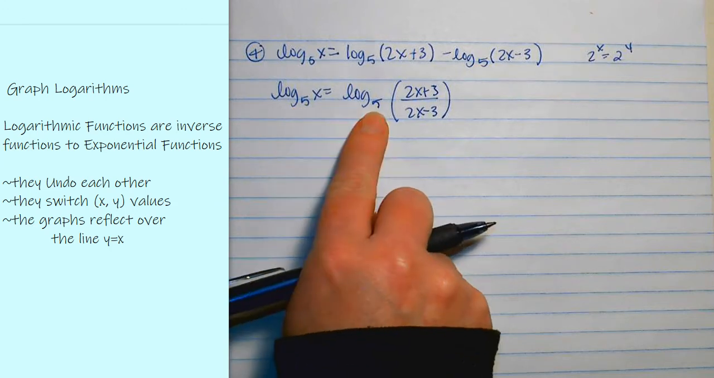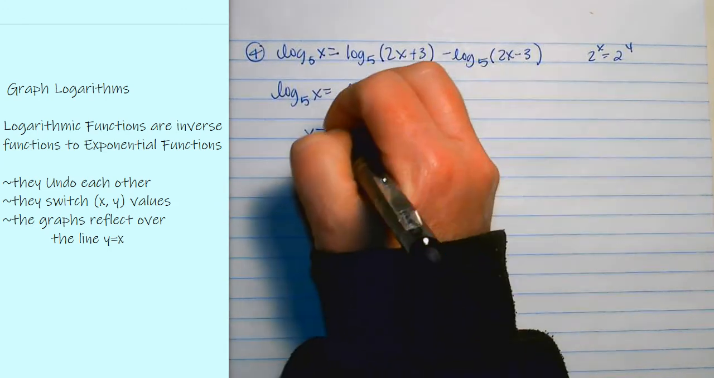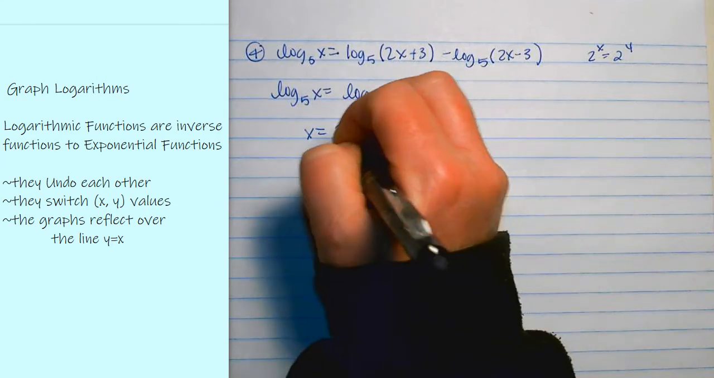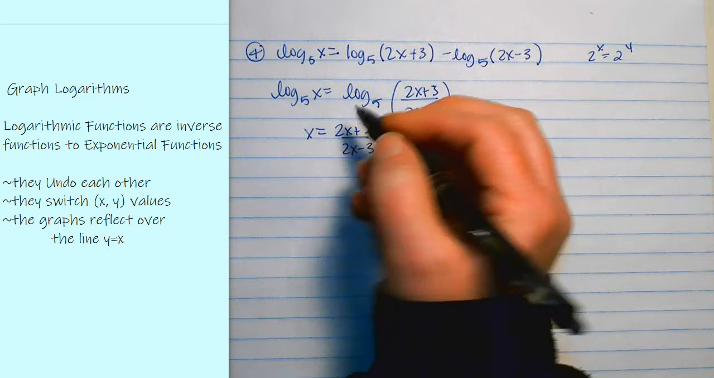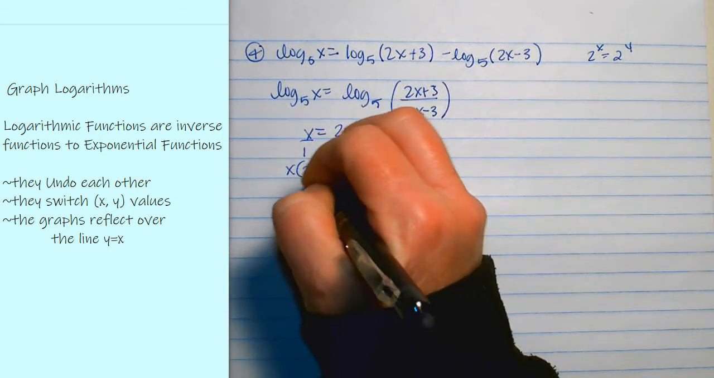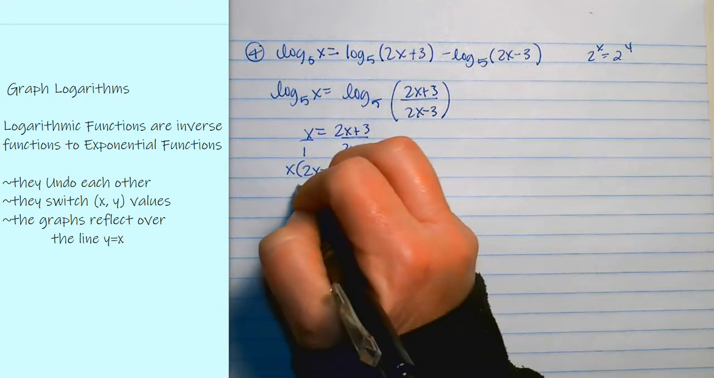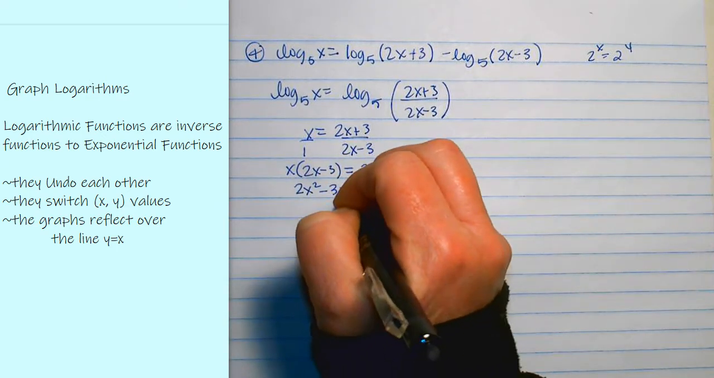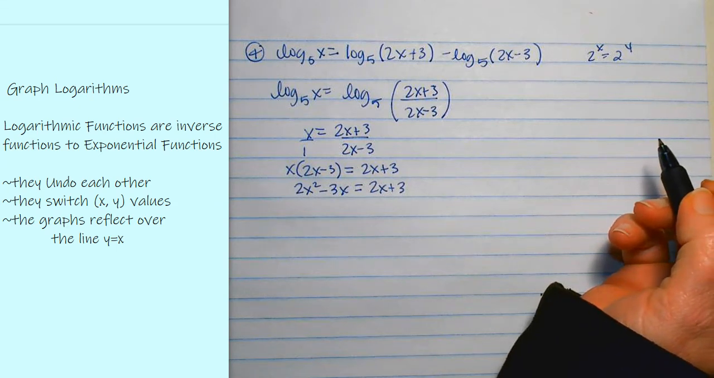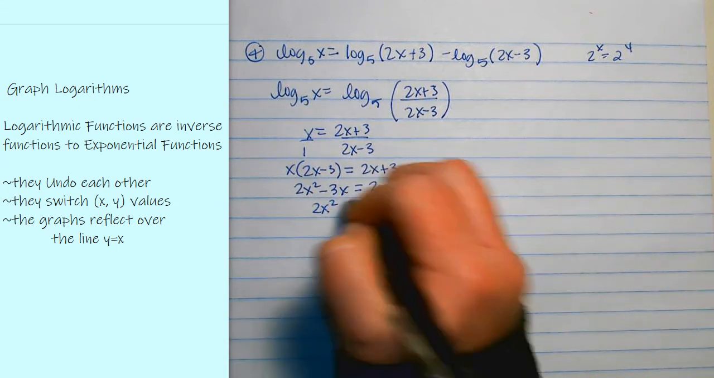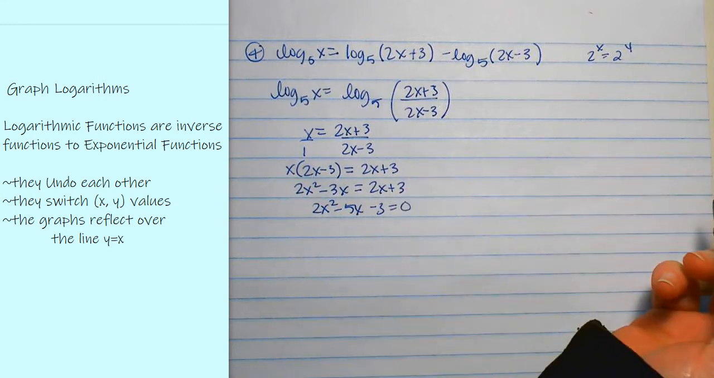Here we have the same logarithm base, so we can drop the logarithms and solve x equals 2x plus 3 over 2x minus 3. In order to solve this, we're going to use cross multiplication. x times 2x minus 3 equals 2x plus 3. Distribute: 2x squared minus 3x equals 2x plus 3. We're going to get them on the same side, so 2x squared minus 5x minus 3 equals 0.